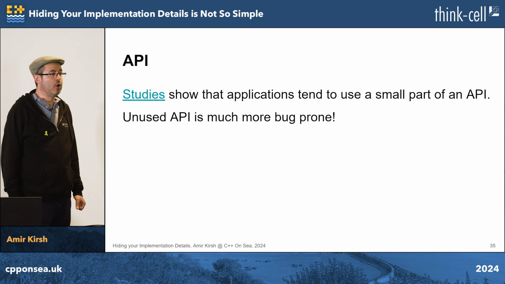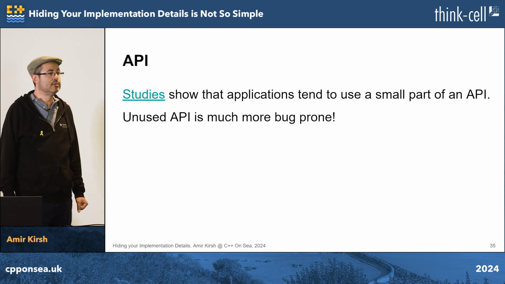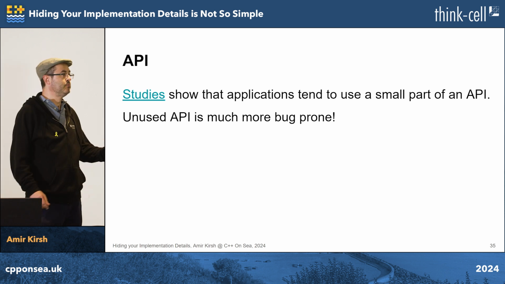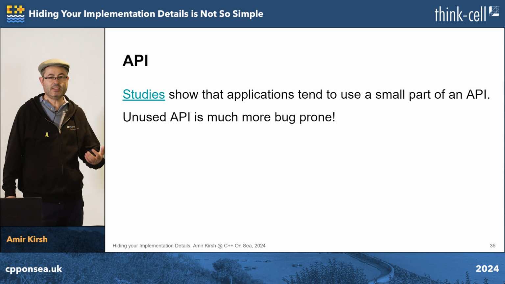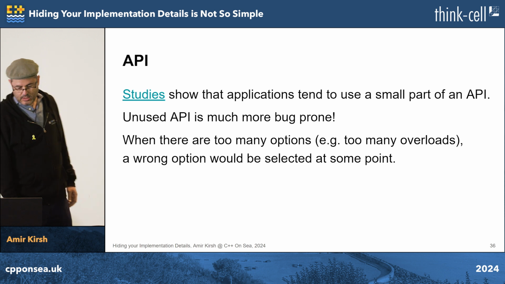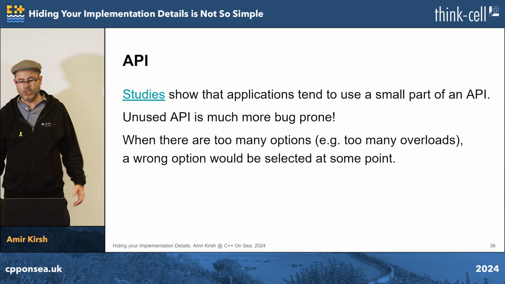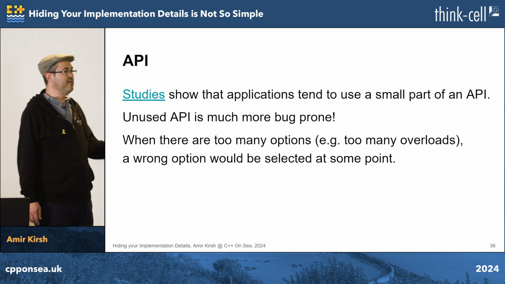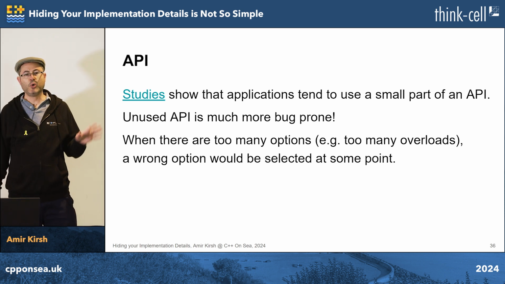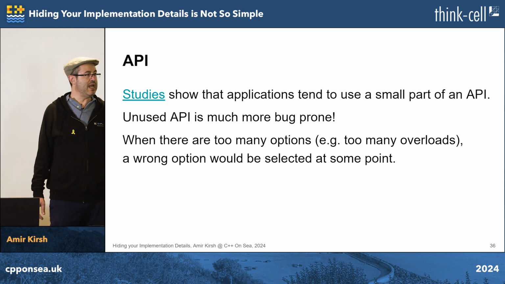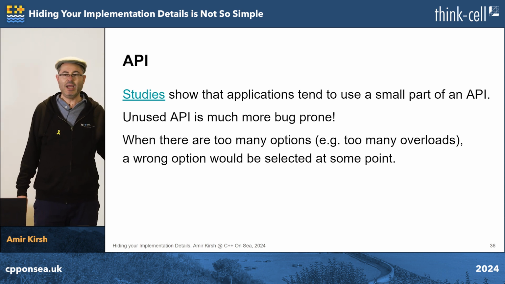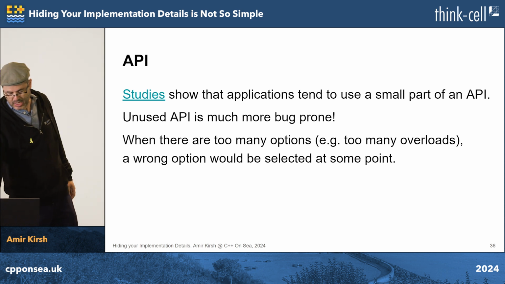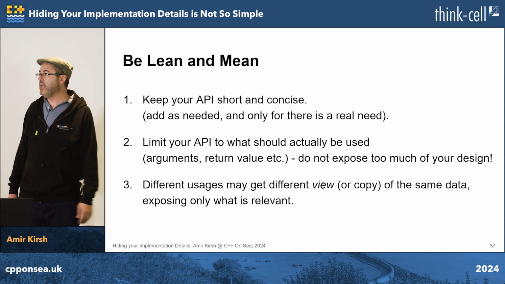Unused API is much more bug prone because it is unused and then less tested in production, maybe even less tested in testing. When there are too many options, e.g. too many overloads, a wrong option would be selected at some point. I mean, I have 5 overloads for a certain function. At a certain point, somebody will select the wrong option. And it will compile, but would not do the thing that you wanted because there is another overload that maybe you wanted. So you have to be lean and mean.